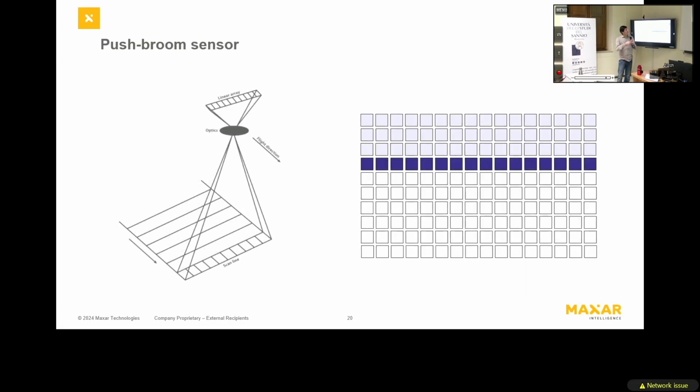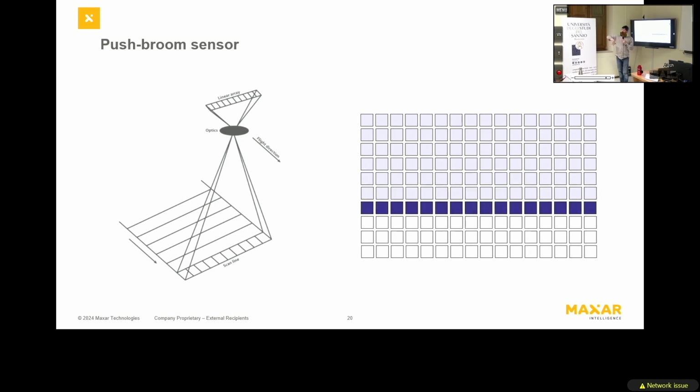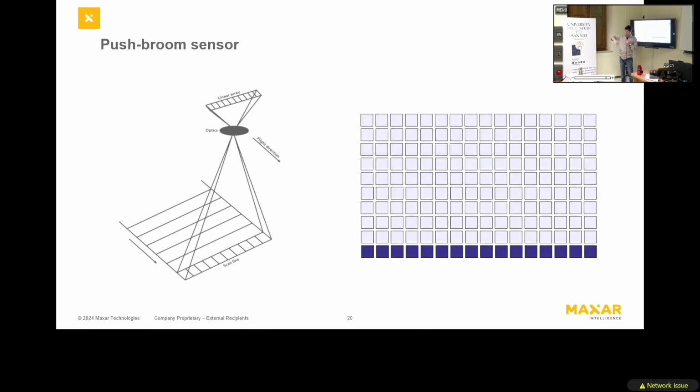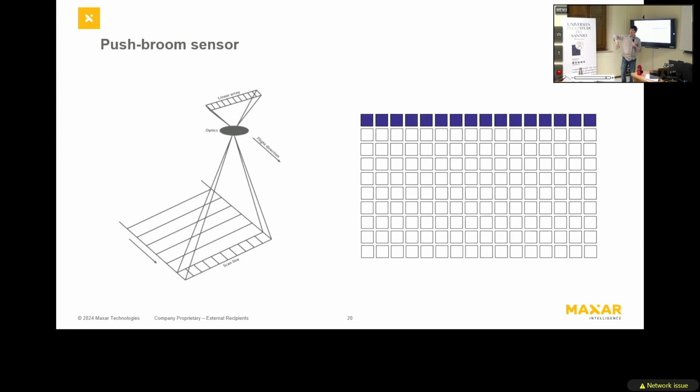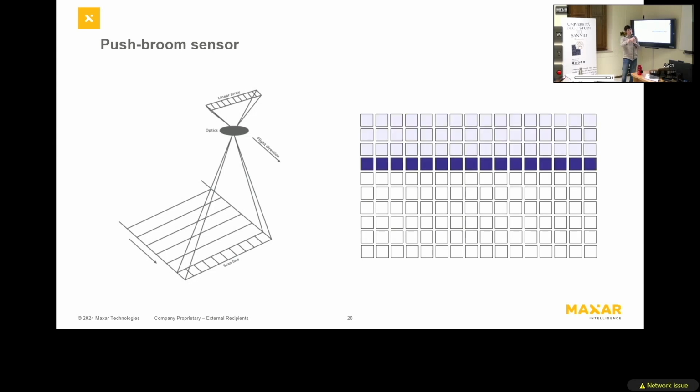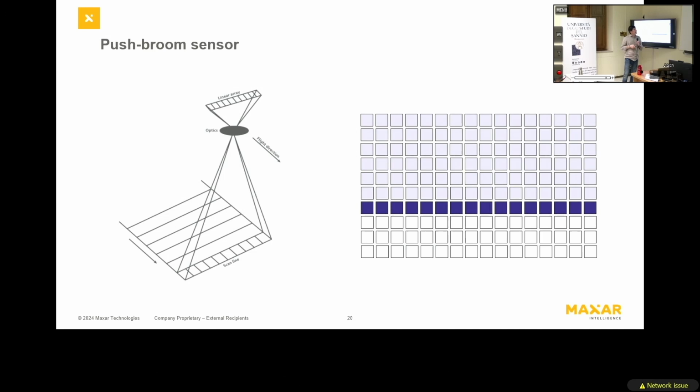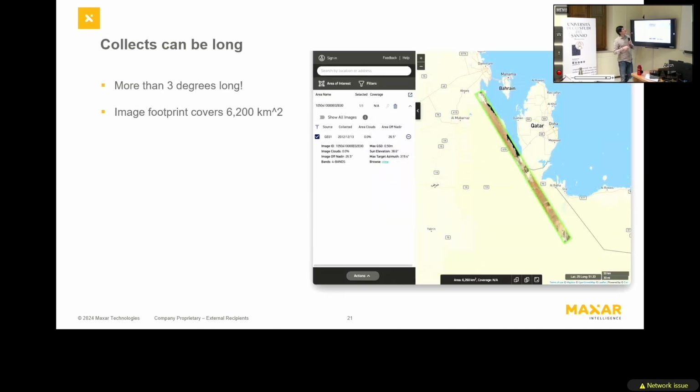Generally, these types of satellites are push broom, which means that we swipe the ground and collect it row by row. This allows us to collect a really, really long swath of data. This is about 3 degrees long. Now we're talking about like 6,000 square kilometers.